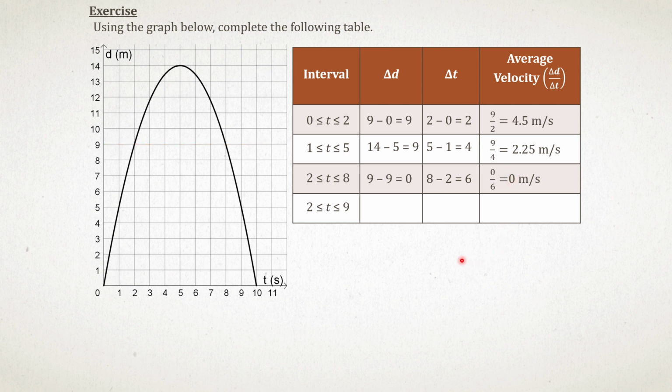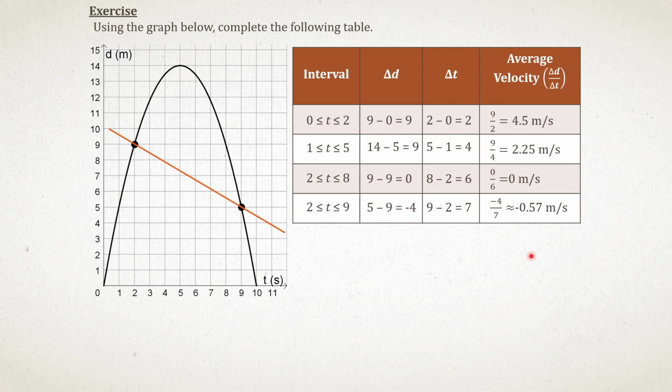And for the final one here, we're going from a time of 2 seconds to a time of 9 seconds. Notice that when we draw that secant line, it now has a negative slope, so we're expecting a negative average velocity. And our change in displacement would be, well, our second point has a displacement value of 5, and our first point has a displacement value of 9. So 5 minus 9 is negative 4. And our change in time is 7 seconds here. So negative 4 divided by 7 is approximately negative 0.57 meters per second. That is our average velocity.